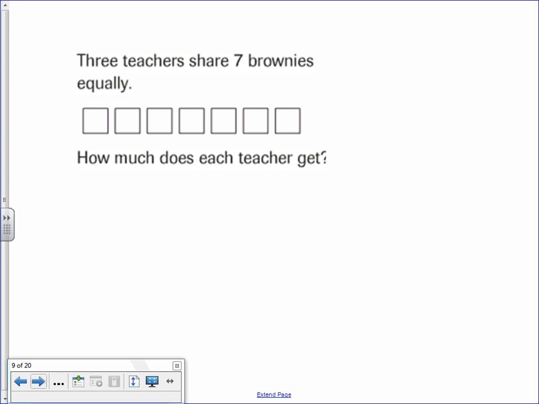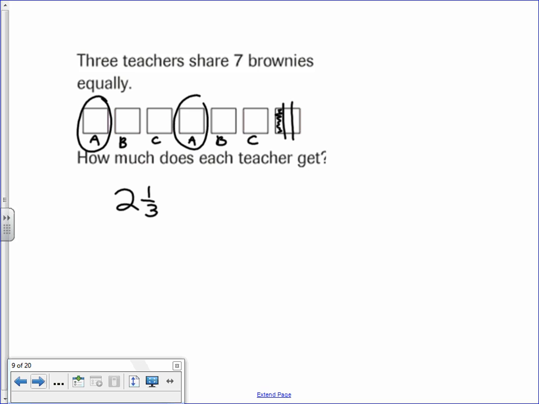Okay, so there are 3 teachers, so I have to label with A, B, C, right? A, B, C, A, B, C. Now what do I do? Split it into thirds. Excellent job. So every teacher gets, let's look at teacher A, 1, 2 brownies, and then how much of the last brownie does each teacher get? Not 2 1/2. 2 and 1, Abby? 2 1/3 brownies.